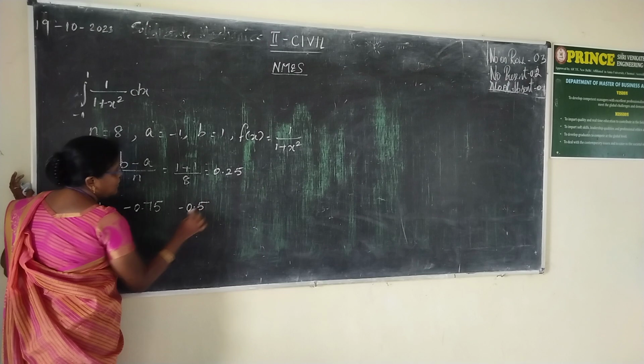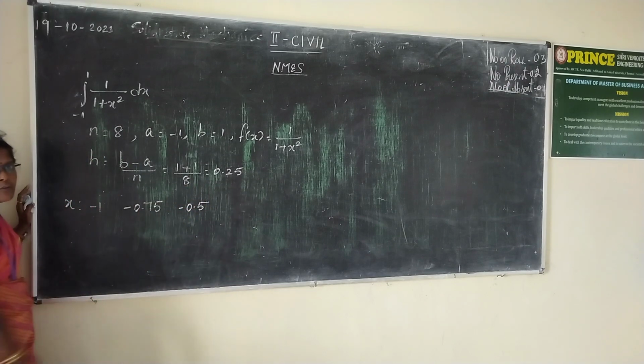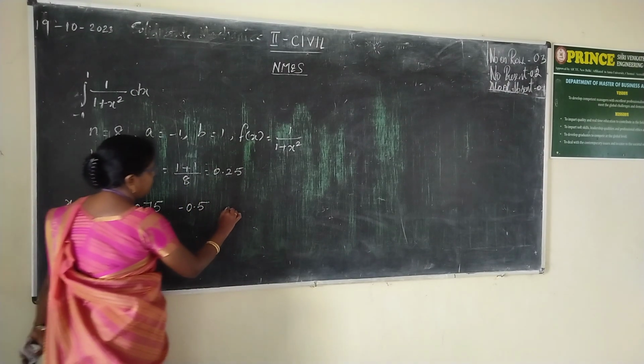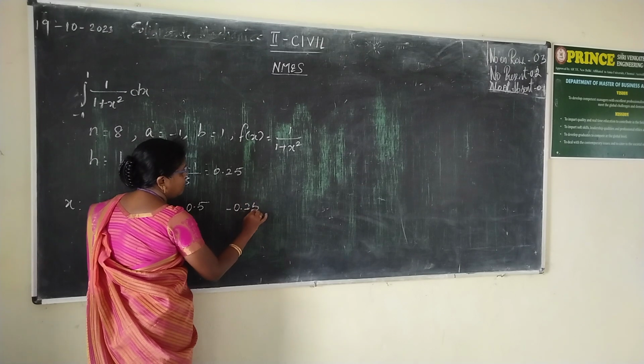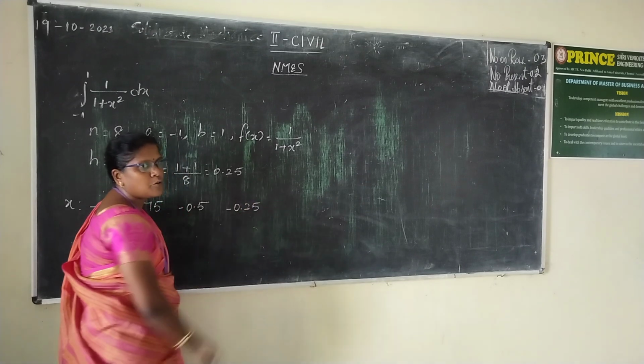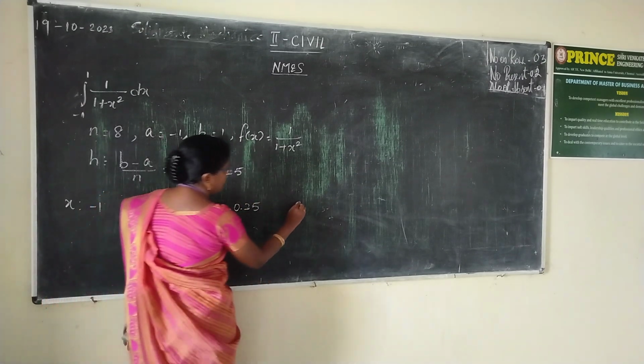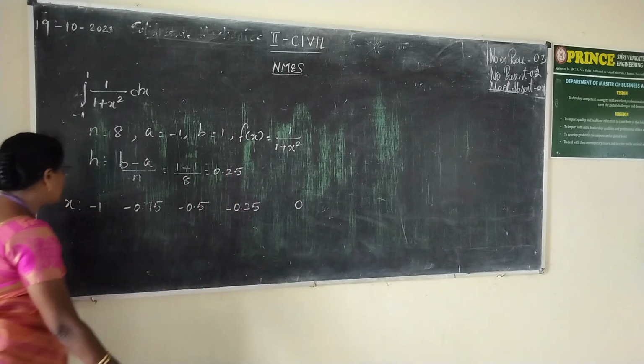-0.5. -0.5 plus 0.25. -0.25 plus 0.25 is 0. Next possible x values.